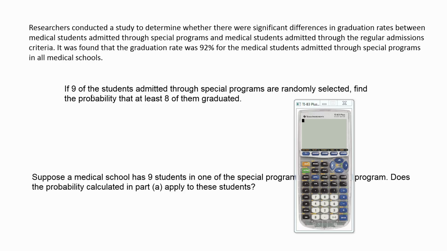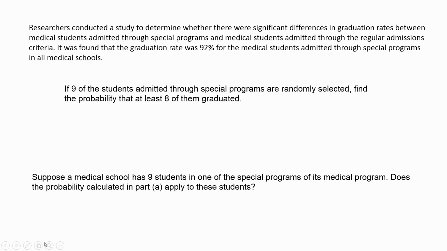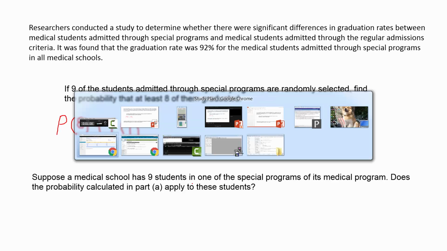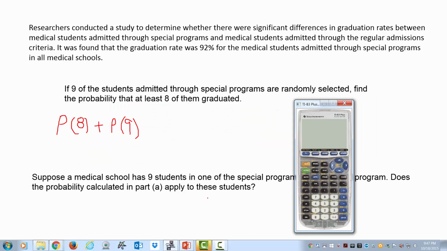So when it says if 9 of the students admitted, find the probability at least 8 of them graduated, well, at least 8 means then I want the probability 8 were admitted, or, remember, or is plus in probability, 9. Well, I don't want to go through that big old crazy formula to be able to figure these out, so I'm going to use my calculator and use the shortcut on here.